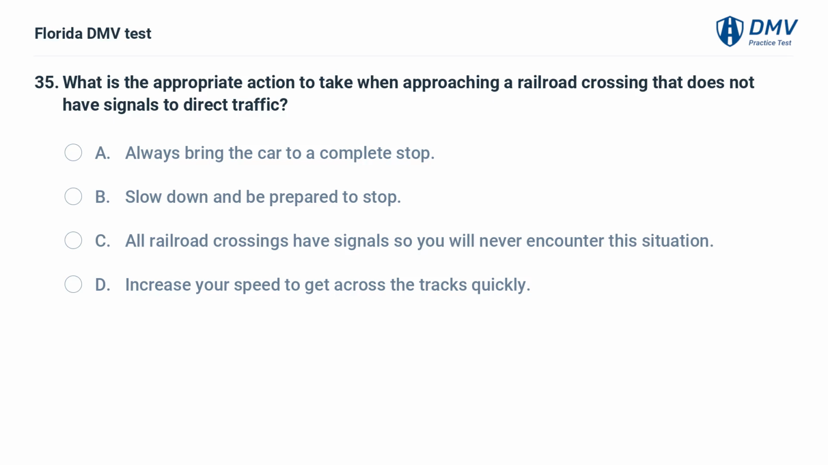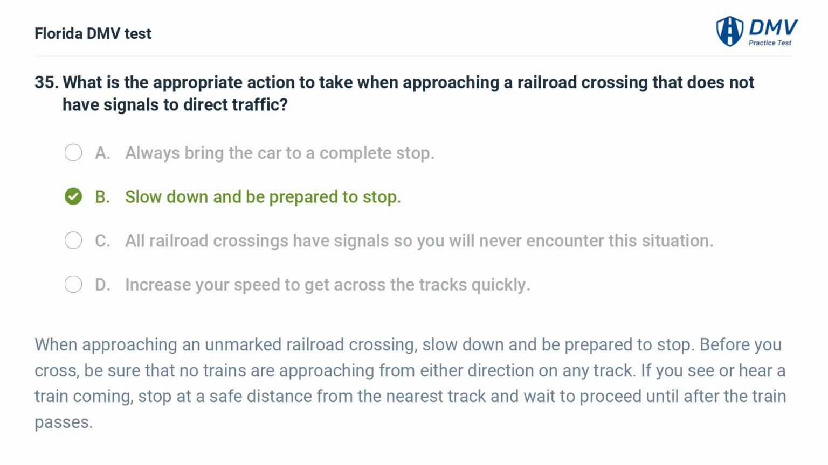What is the appropriate action to take when approaching a railroad crossing that does not have signals to direct traffic? A. Always bring the car to a complete stop. B. Slow down and be prepared to stop. C. All railroad crossings have signals so you will never encounter this situation. D. Increase your speed to get across the tracks quickly.